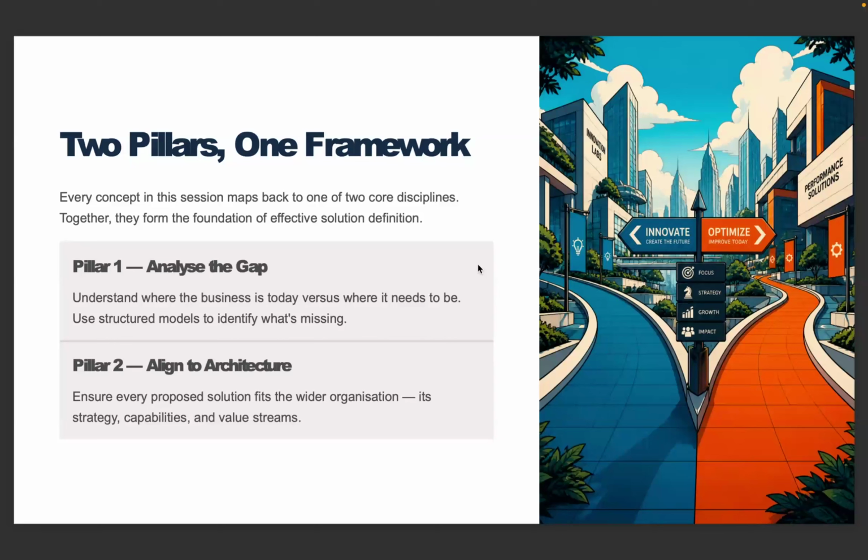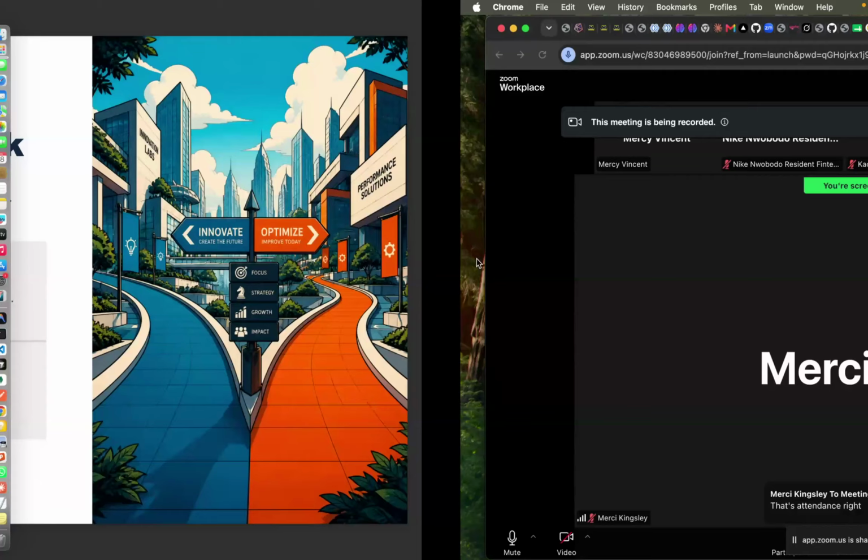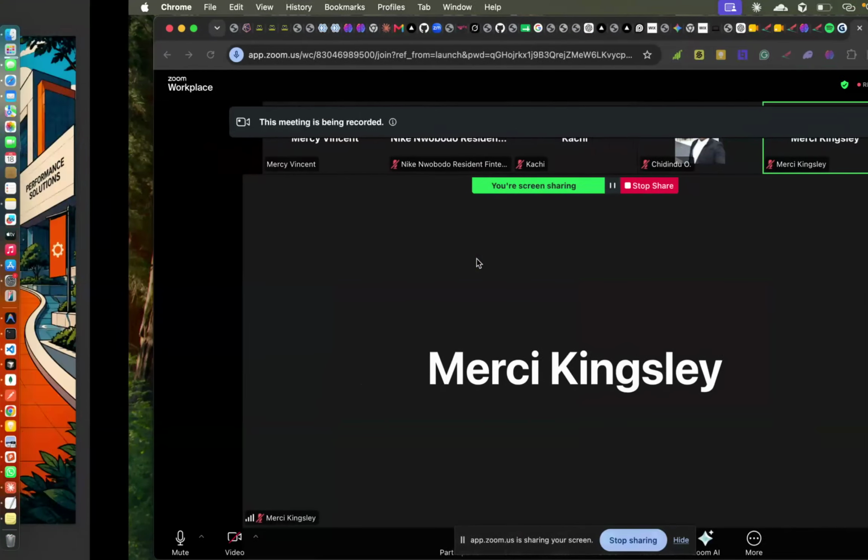The second pillar is aligning the solution with the business architecture. And we know that a solution may solve a problem, but also we need to know if the solution supports the organization's bigger goal.